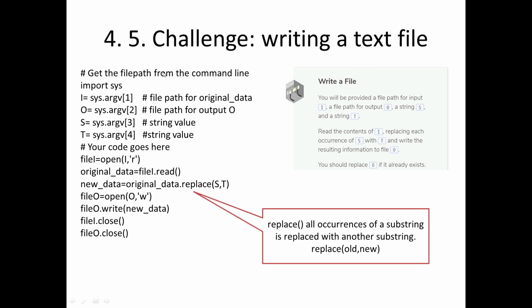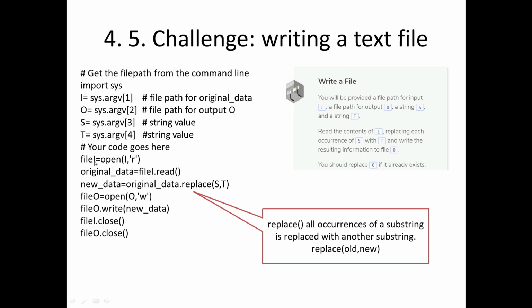So first we're going to get our file path from the command line. We're going to get our command line variables. So here's the path to the input file. This is our original data. Then we're going to have a file path so that we know where to write our output that we're going to change when we replace the string S with string T. Then we have the strings that we're going to use in our program, S and T.